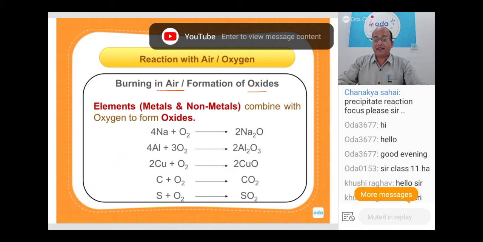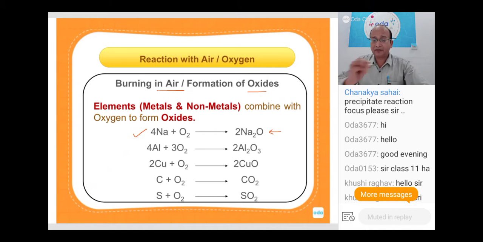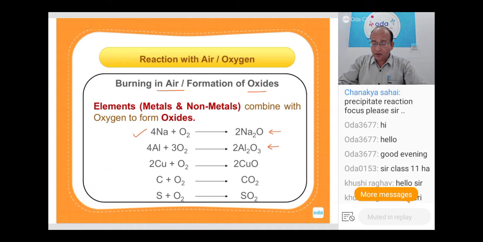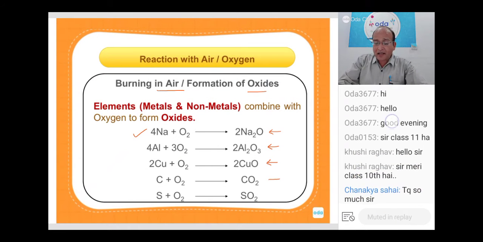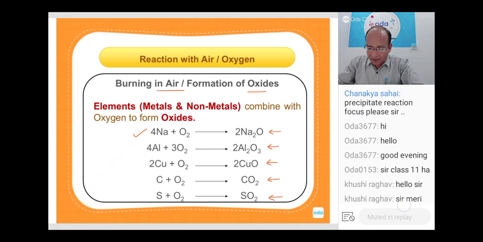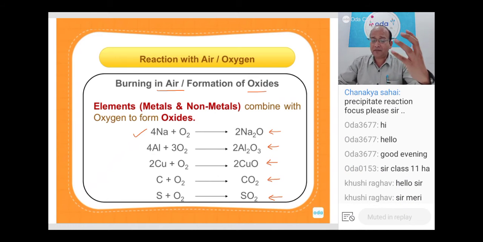Okay, so here you can see many oxides. Sodium will form sodium oxide, right beta? Aluminium will form aluminium oxide. Copper will form copper oxide. Carbon and sulfur will also form their respective oxides, carbon dioxide and sulfur dioxide. Okay, so when you burn them in air, they will form oxides. Okay beta, I hope it is clear. Press 1 if it is clear to everyone. If it is not clear, you can press 2 if you have any doubt.